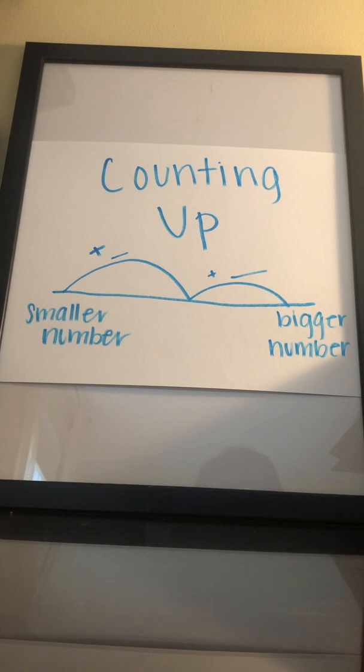Counting up is where you count up from the smaller number to the bigger number to find out the distance between two numbers. This is called difference as distance. They find the sum of the distance between the two numbers to solve this problem. Here is an example to help you better understand.